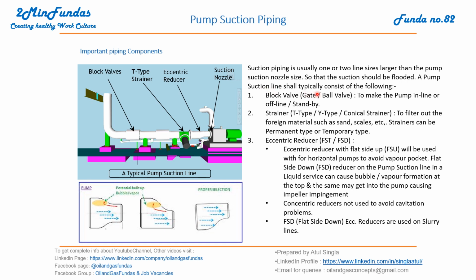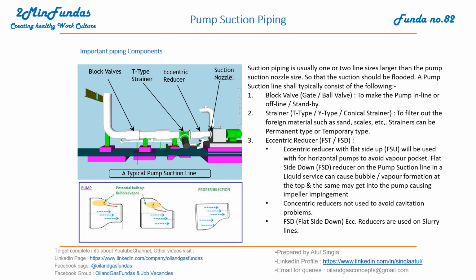The suction line shall typically consist of the following. One block valve, to make the pump inline, offline or standby. The strainer, T-type, Y-type or conical, to filter out foreign materials such as sand, scales, etc. We are talking about this strainer. It can filter out all the sand, scales and all this stuff. Strainers can be permanent or temporary.